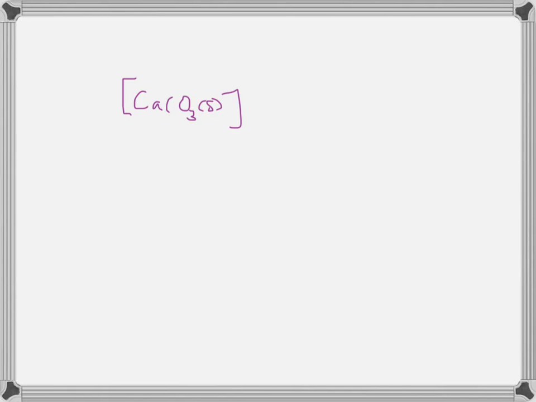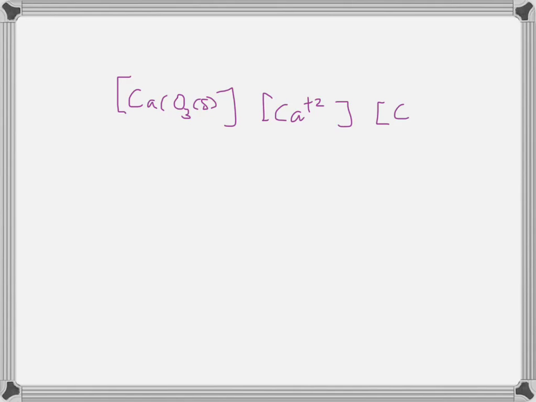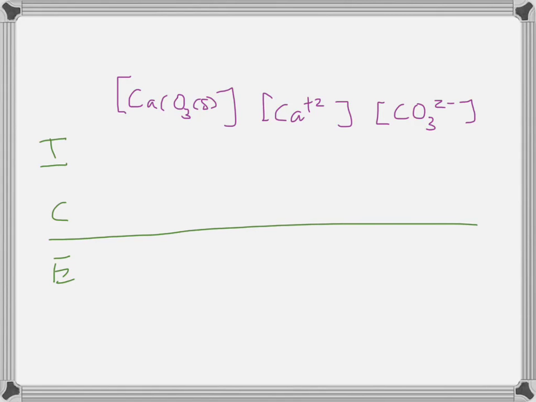Move it over a little bit. Then I'm going to write the molar concentration of Ca2+, and the molar concentration of carbonate, CO3 2-. And the whole beauty of ice tables goes like this. We have initial, change, and equilibrium concentrations. Basically we take initial, apply a change, and come up with equilibrium concentrations.